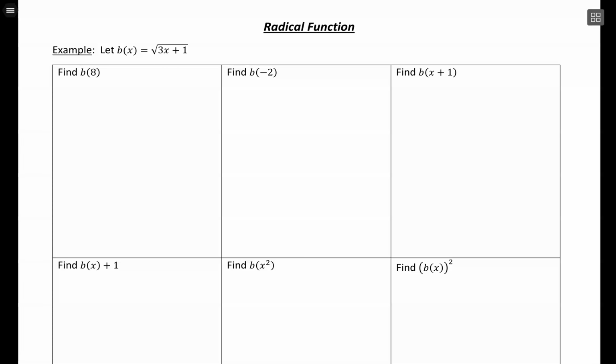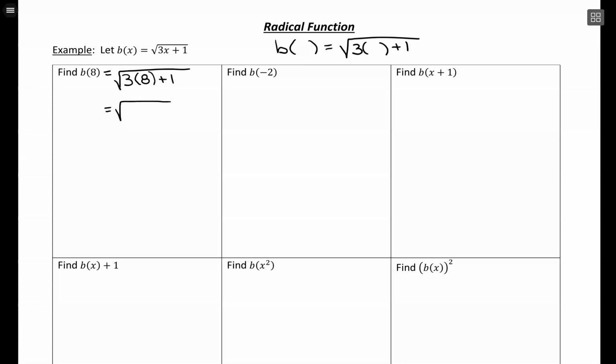So we're going to look at a similar scenario, but with a radical function. With this function, it's giving us a framework of, we're going to have some input, and what we'll do is take the square root of 3 times that input plus 1, all underneath that radical. So if I want to look at b of 8, then what I would do is take square root 3 times 8 plus 1. So just plugging the value in.